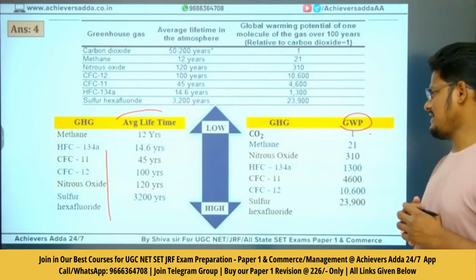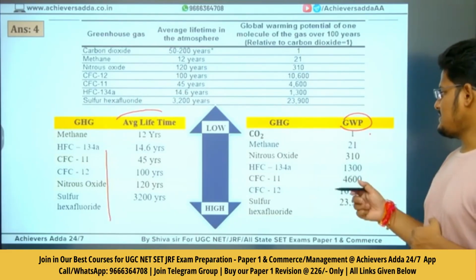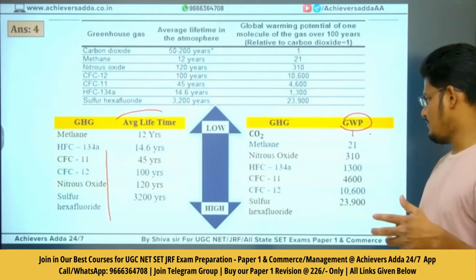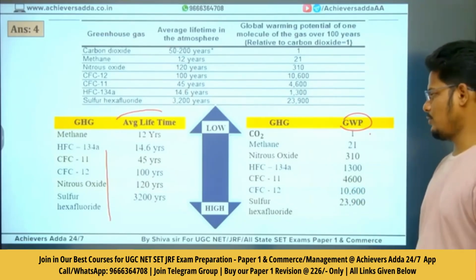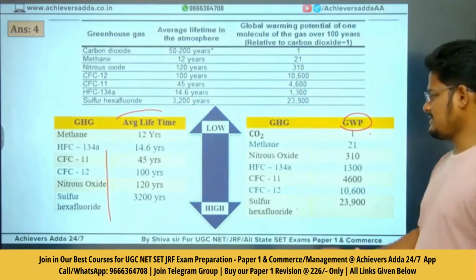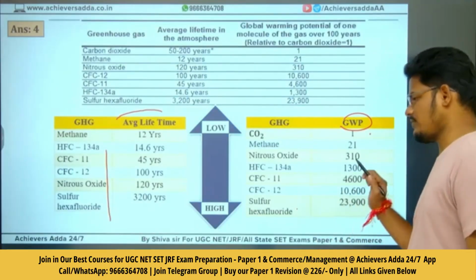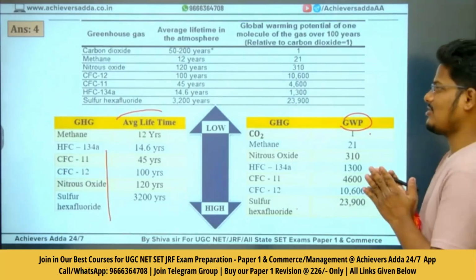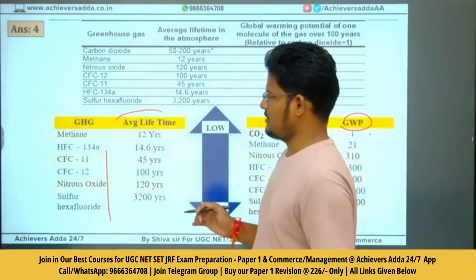N2O, nitrous oxide, is 310 times. HFC is 1300 times. CFC11 is 4600 times of CO2. And CFC12 10,600 times of CO2. Highest is sulfur hexafluoride, 23,900 times, when we compare with the CO2, in terms of global warming potential.